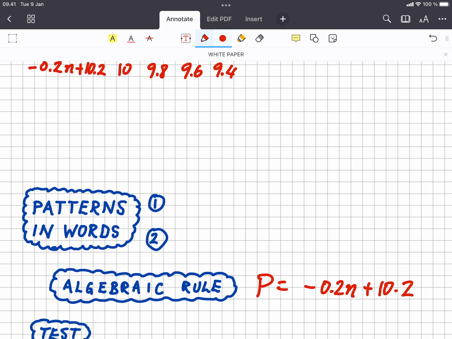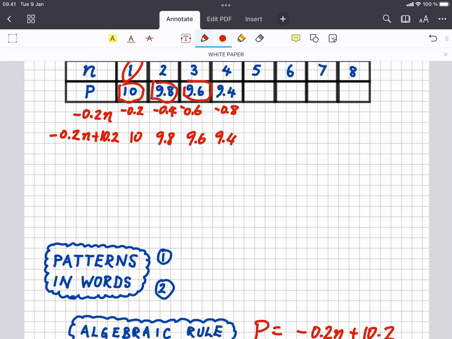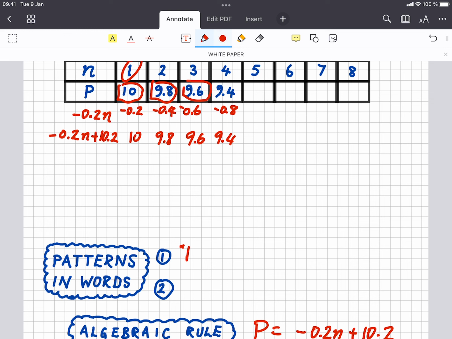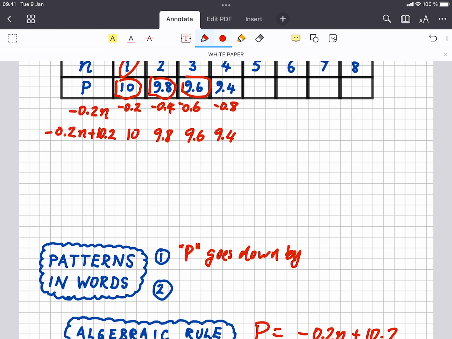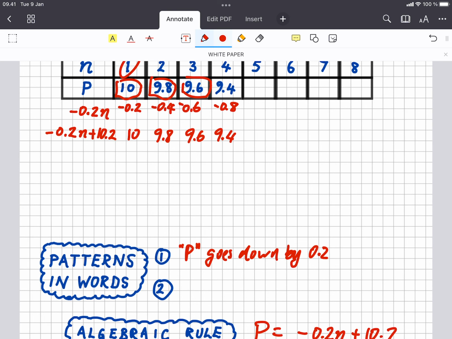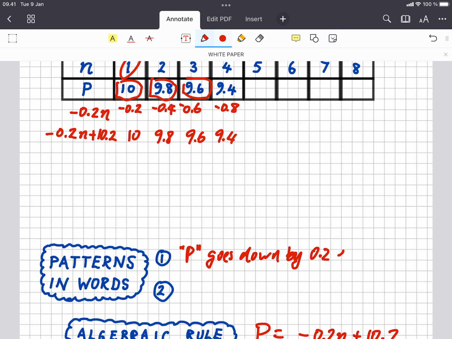Okay, the question often asks you for patterns in words. So it could be something like P goes down by 0.2 every time. Just having trouble getting this pen to write every time. And then a second comment. Well, we can't really say anything about odds or evens. Maybe we could make a comment along the lines of P is at most 1 decimal place.